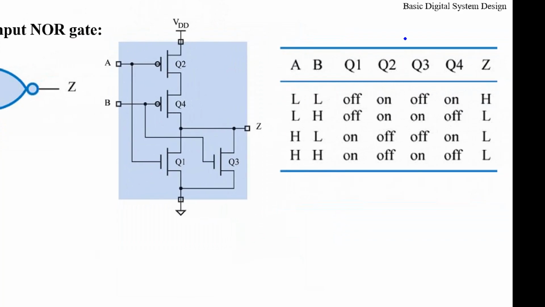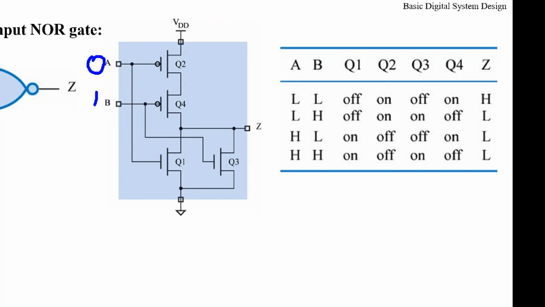If you analyze the circuit, for example, if you apply 0, 0, this one is on, this one is on, right? Active low, and this one active high, so this one is off. That means now the output will be connected to 5 volt or logic high, okay?